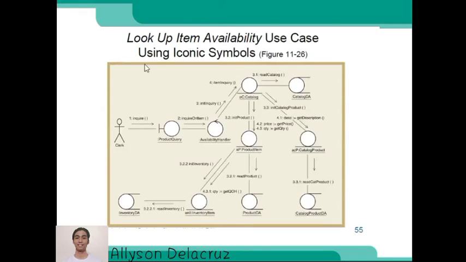Lookup item availability. Use case using iconic symbol. So, si clerk nagbigay ng message na inquire papunta kay product query. So, si product nagbigay naman ng message ng inquire on item papunta kay availability handler na symbol ay control, which is tagapamagitan sa boundary at entity.